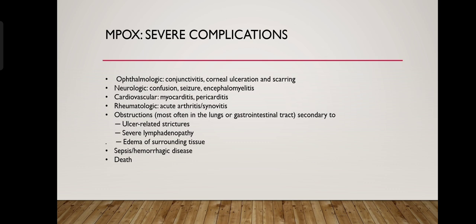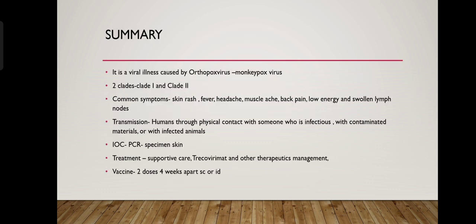Monkeypox virus severe complications include ophthalmic: conjunctivitis, corneal ulceration and scarring; neurologic: confusion, seizures, encephalomyelitis; cardiovascular: myocarditis, pericarditis; rheumatology: acute arthritis, synovitis; obstructions, most often in lungs or GIT, secondary to ulcer-related strictures; severe lymphadenopathy, edema of surrounding tissue, sepsis, hemorrhagic shock, and death.